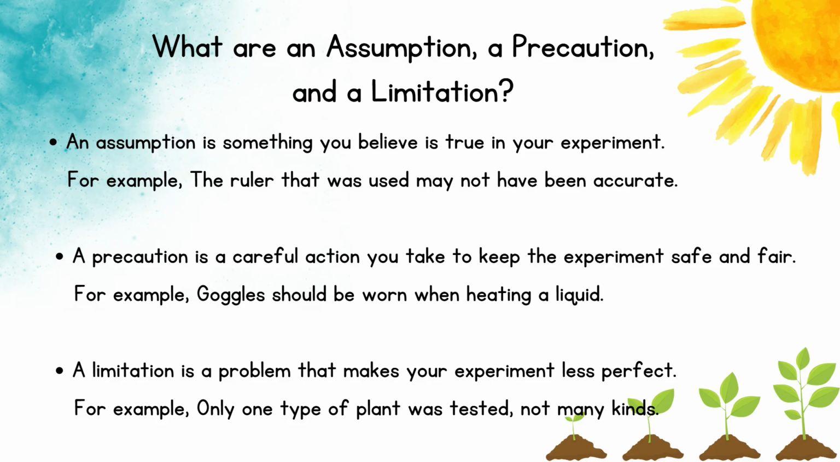What are an assumption, a precaution, and a limitation? An assumption is something you believe is true in your experiment. For example, the ruler that was used may not have been accurate, while a precaution is a careful action you take to keep the experiment safe and fair. For example, goggles should be worn when heating a liquid. Lastly, a limitation is a problem that makes your experiment less perfect. For example, only one type of plant was tested, not many kinds.